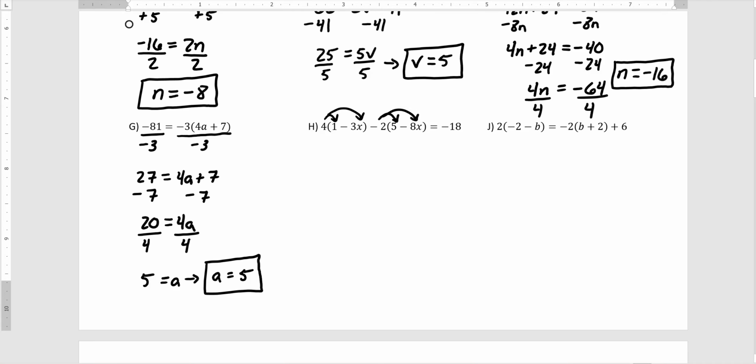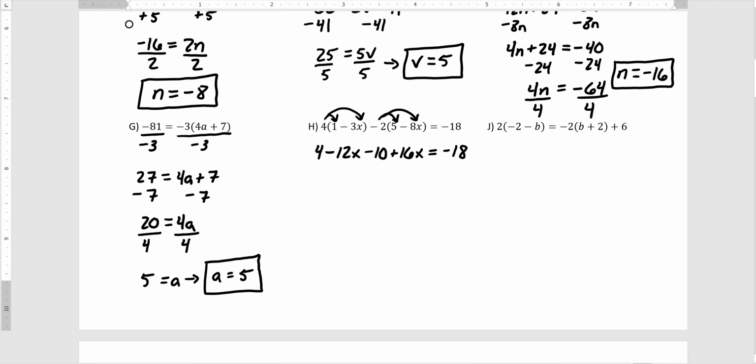So 4 times 1 is 4. 4 times negative 3x is negative 12x. Negative 2 times 5 is negative 10. And negative 2 times negative 8x would be positive 16x. And that's going to equal negative 18.